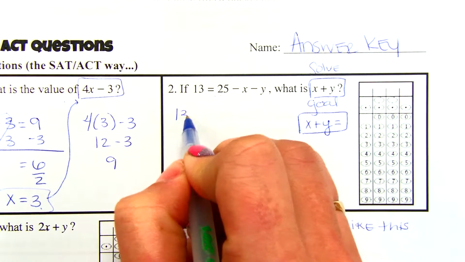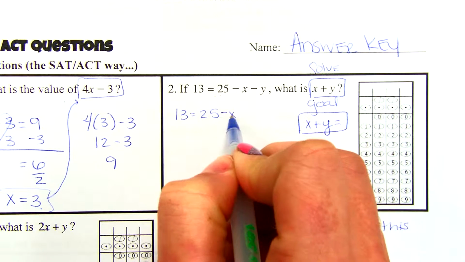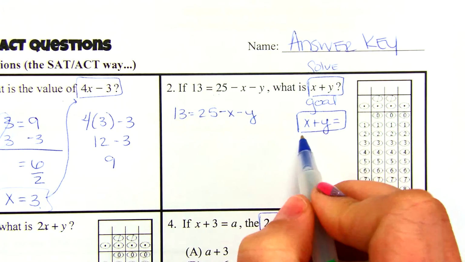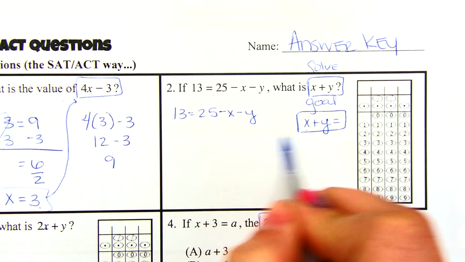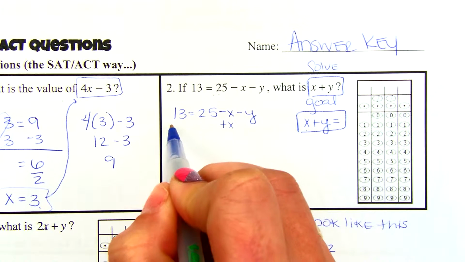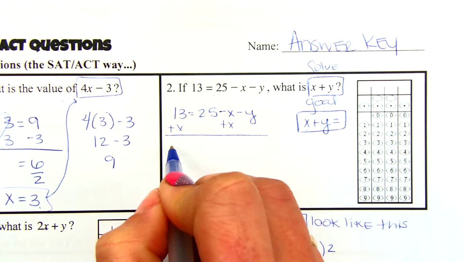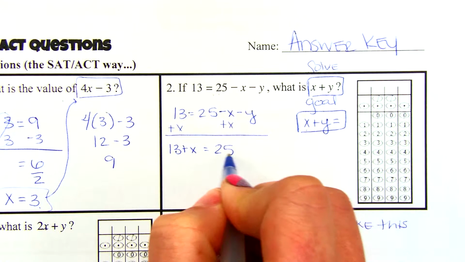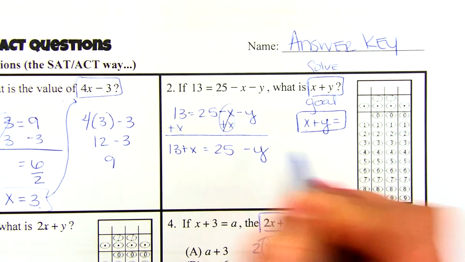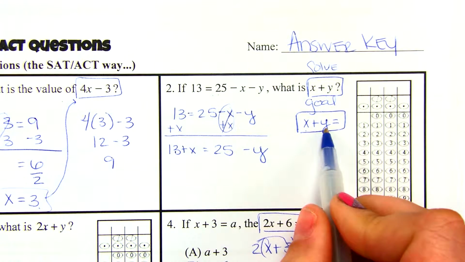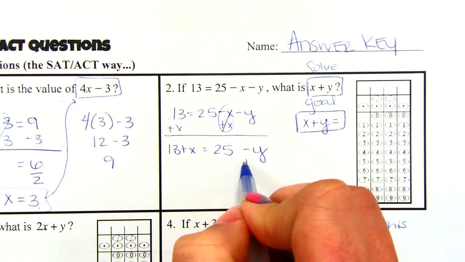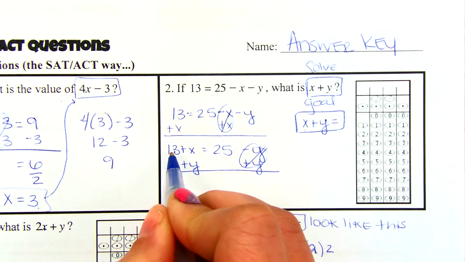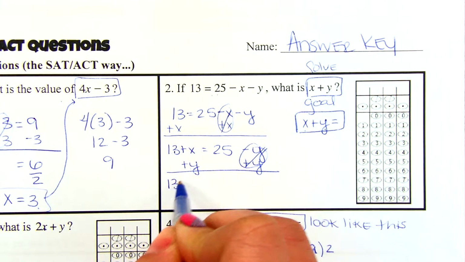So let's go ahead and start with 13 equals 25 minus x minus y. And so for me, what I automatically think is I see that I want my x to be positive. So I'm going to go ahead and add x to both sides so that it starts getting positive. So this becomes 13 plus x equals 25 minus y. I see I also want my y to be positive, so I'm going to add y to both sides. So this will be 13 plus x plus y because none of them are like terms.